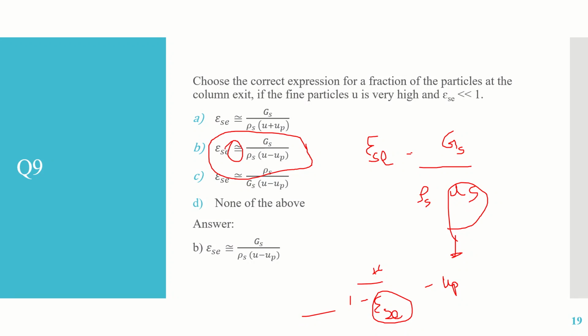So what is asked? We are asked to find the fraction of particles at the column exit if the particle velocity is very high and epsilon SE is a very low value, lower than 1. So how do we generally find epsilon SE? Epsilon SE is given by GS by rho S into US, where US is the slip velocity. This slip velocity is given by U by 1 minus epsilon SE, minus UP. Since epsilon SE is very much less than 1, we are approximating it as 1 and using US is equal to U minus UP.